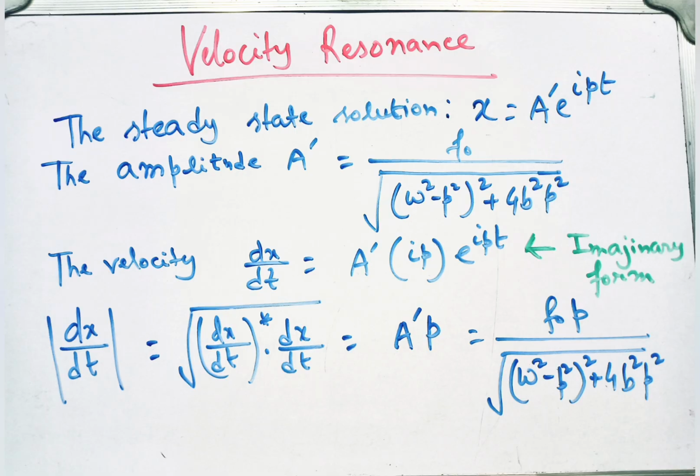Then, knowing the form of a prime, we will get f0 p divided by root over (omega square minus p square) whole square plus 4b square p square. So this is the amplitude of velocity, the magnitude of velocity.